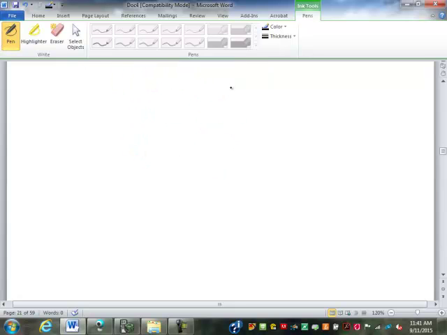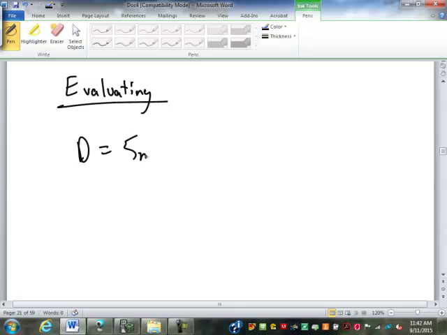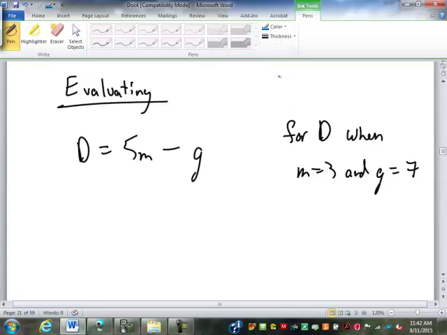Another thing we can do with our variables and formulas is we can look at evaluating. If we're asked to evaluate something like D equals 5m minus G, evaluate for D when m equals 3 and G equals 7. What that's telling us to do is find the value for D when m is 3 and G is 7.